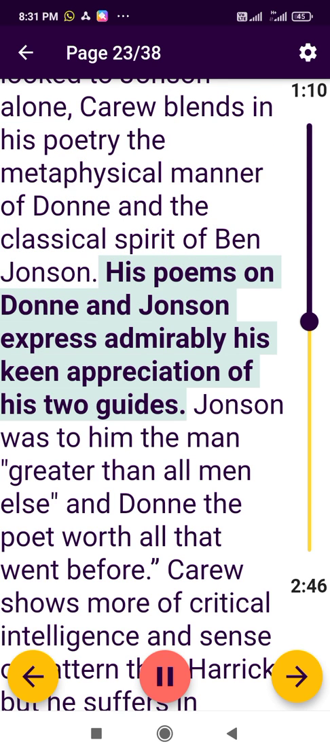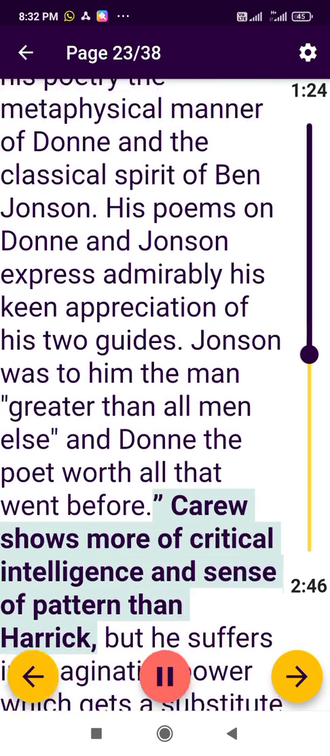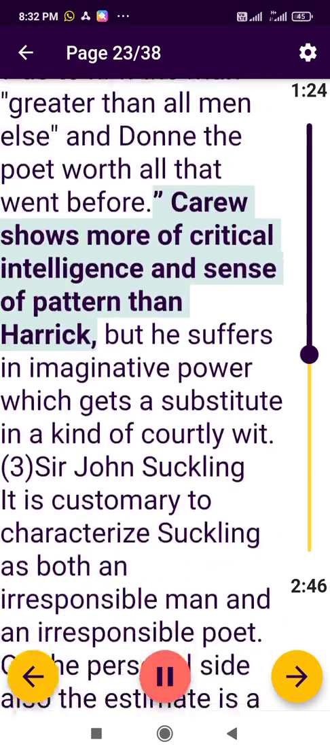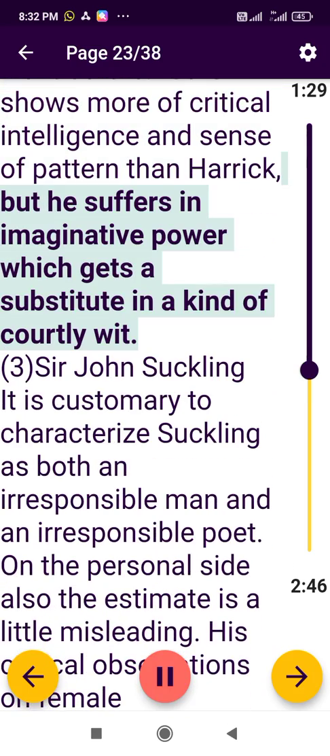His poems on Donne and Jonson express admirably his keen appreciation of his two guides. Jonson was to him the man greater than all men else, and Donne the poet, all that went before. Carew shows more of critical intelligence and sense of pattern than Herrick, but he suffers in imaginative power, which gets a substitute in a kind of courtly wit.